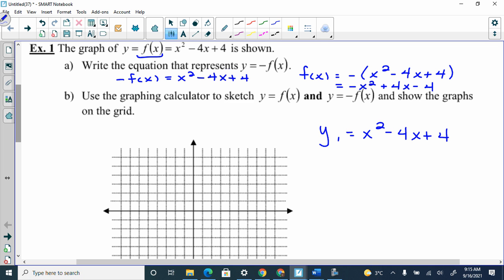And if you want your calculator back to the standard window, Zoom 6. Remember? Zoom 6 takes it back to -10, 10, -10, 10, and you don't have to do it. Zoom, the middle top button, and 6.